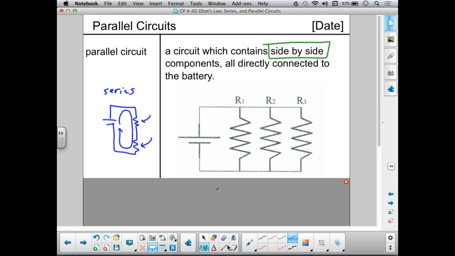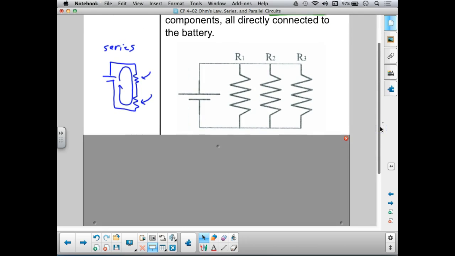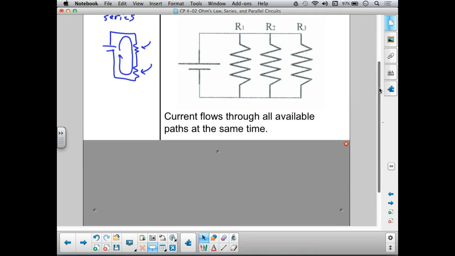And notice the difference in a parallel circuit. There are actually multiple paths at the same time that current can flow in because the resistors are side by side. Remember that a resistor could be anything. It could be a bulb, it could be any electrical component that uses, converts, or transfers energy from the circuit to somewhere else. So these resistors could represent anything. We're just using resistors because that's convenient for now.